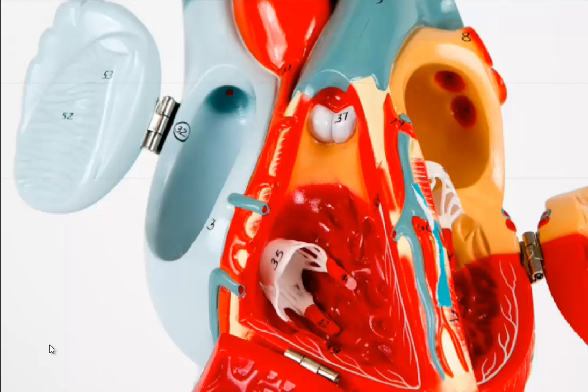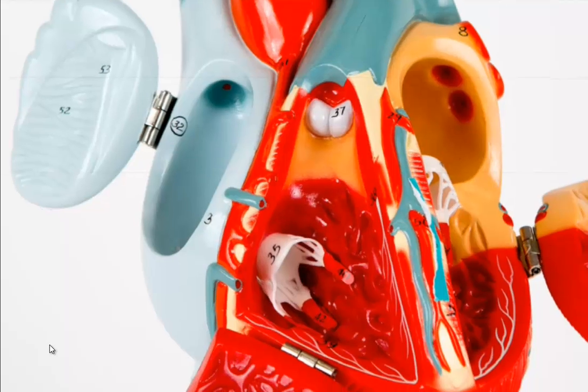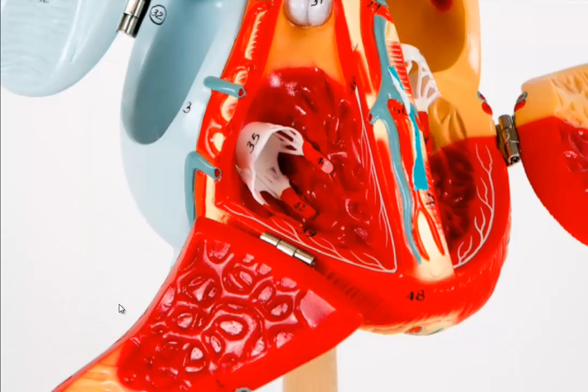But that's not the only musculature you can see in the ventricle. If you notice in this reflected area here, this is part of the ventricular wall. All these lines, as well as all these lines, are going to be showing the trabeculae carneae, the musculature of the ventricle.